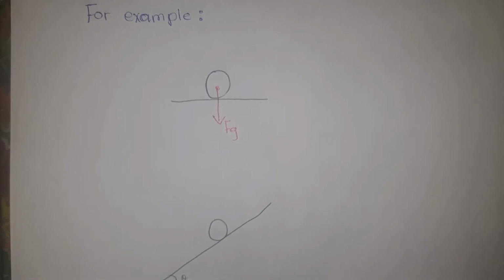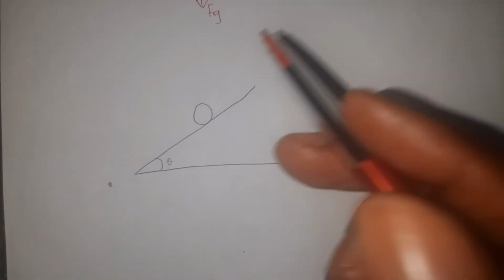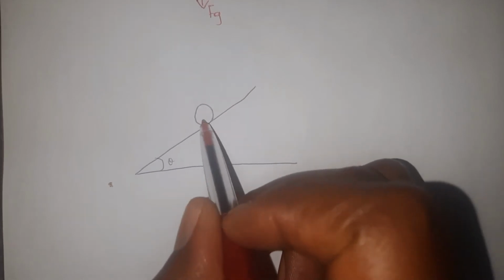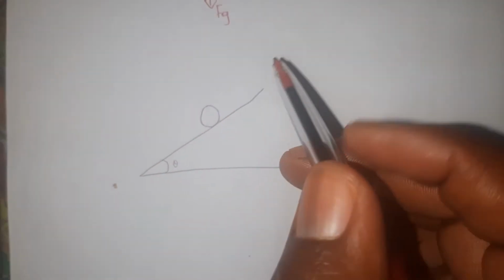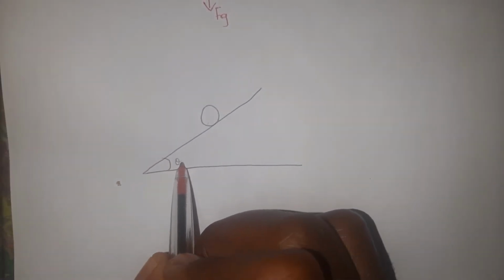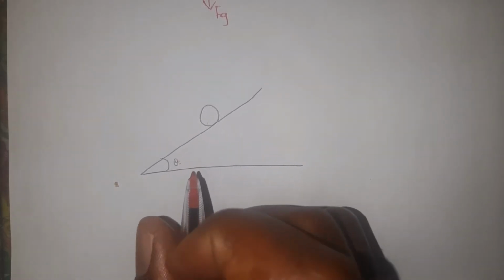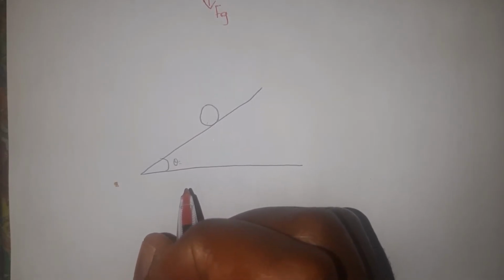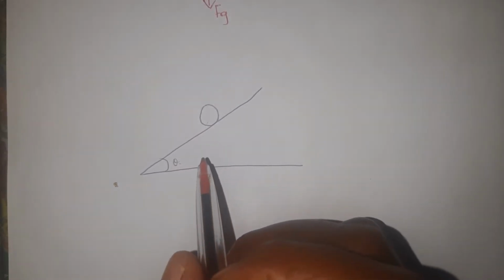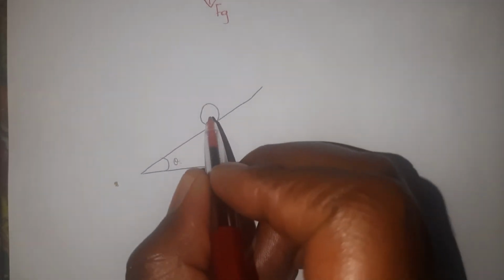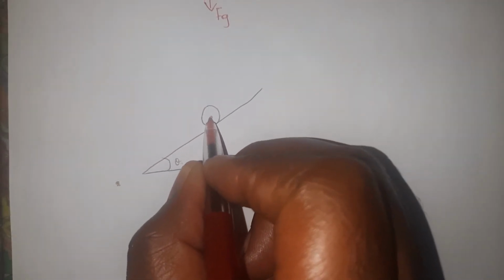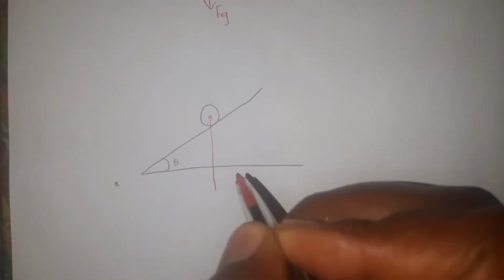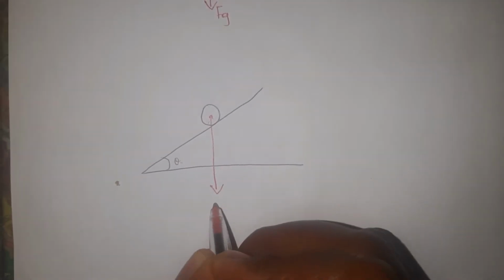And let's say, for instance, John's ball is now on an incline. Okay, this is our incline, then this is John's ball at an angle theta. This is angle theta. The gravitational force still acts directly downwards to the center of the earth. This is our FG.